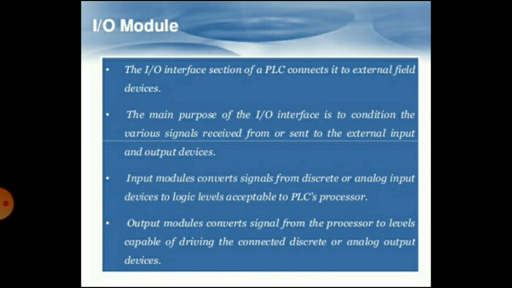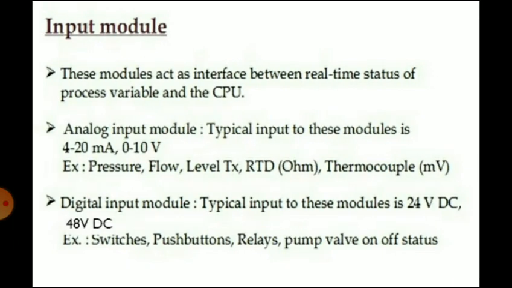The main purpose of the input output interface is to condition the various signals received from or sent to the external input and output devices. So you can see the different input modules. You can see the analog input module, with typical inputs to these modules, for example, pressure, flow, level, RTD, thermocouple.